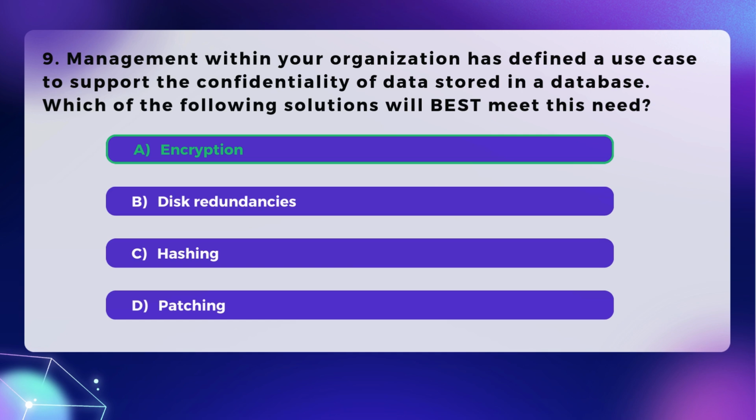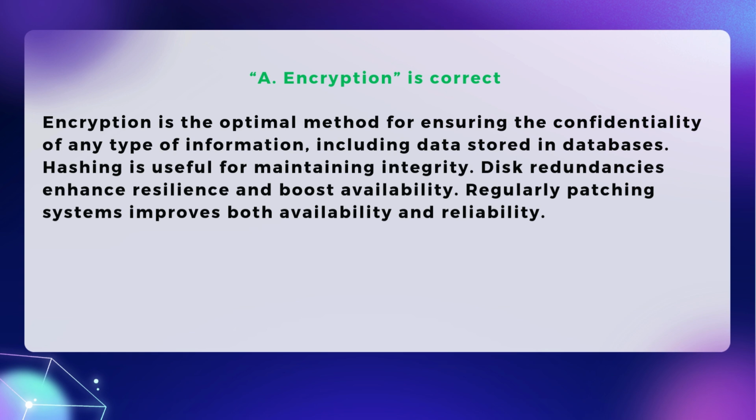The correct answer is A. Encryption. Encryption is the optimal method for ensuring the confidentiality of any type of information, including data stored in databases. Hashing is useful for maintaining integrity. Disk redundancies enhance resilience and boost availability. Regularly patching systems improves both availability and reliability.